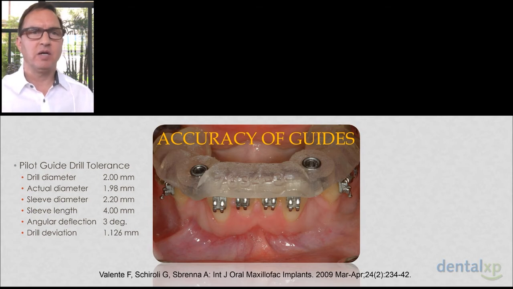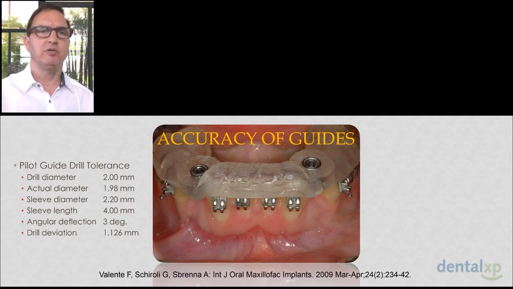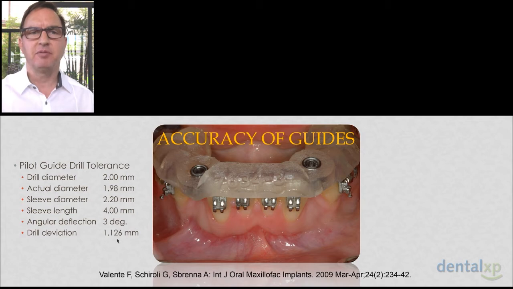If you were to order a pilot guide and suggest that you're using a 2 millimeter diameter drill, there was a time at which they had sleeves that were only measuring 2 or 2.2. And if you were to use a 2.2 millimeter sleeve and a sleeve length of 4 millimeters, together with flexure of the guide, 3 degrees of angular deflection, your 25 millimeter drill could deviate up to 1.1, 1.25 millimeters, and that could potentially, in that very narrow space, be a problem.